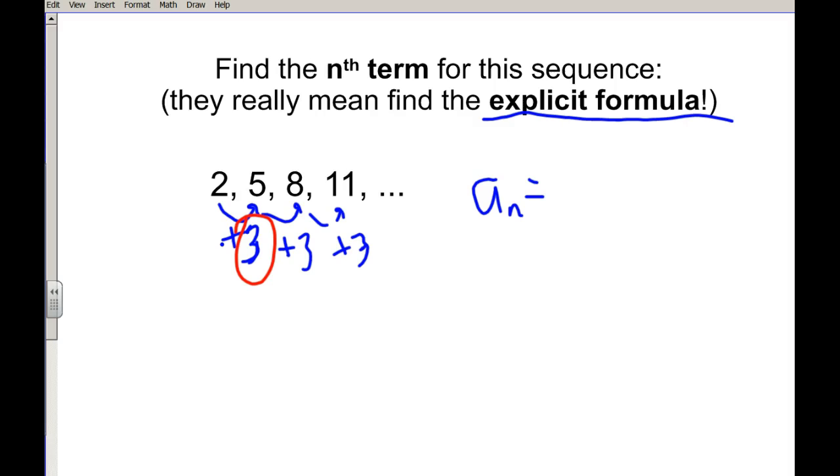So in this case, we know it's going to be 3 times n. In other words, every time n increases (a sub 1, a sub 2, a sub 3, a sub 4), the value is increasing by 3. So 3 times n is going to be the formula. And we've got to figure out what's being added here.